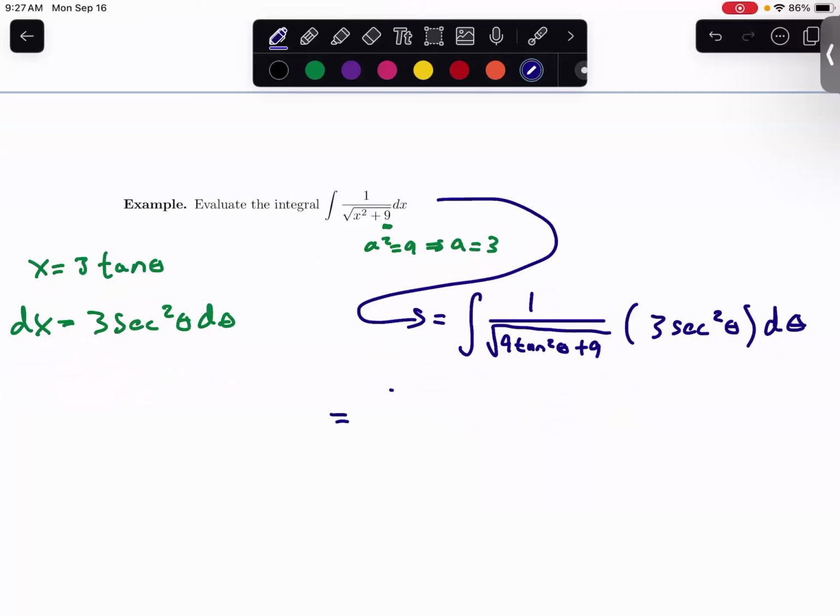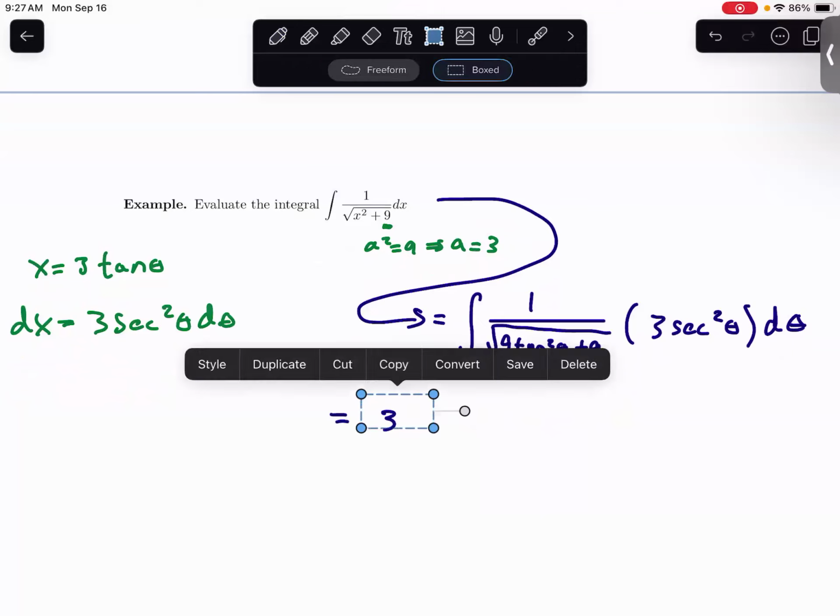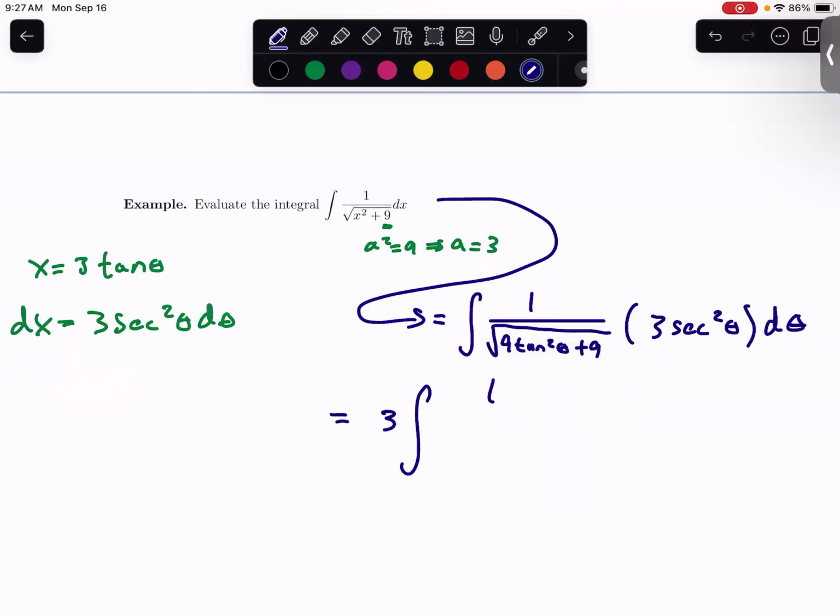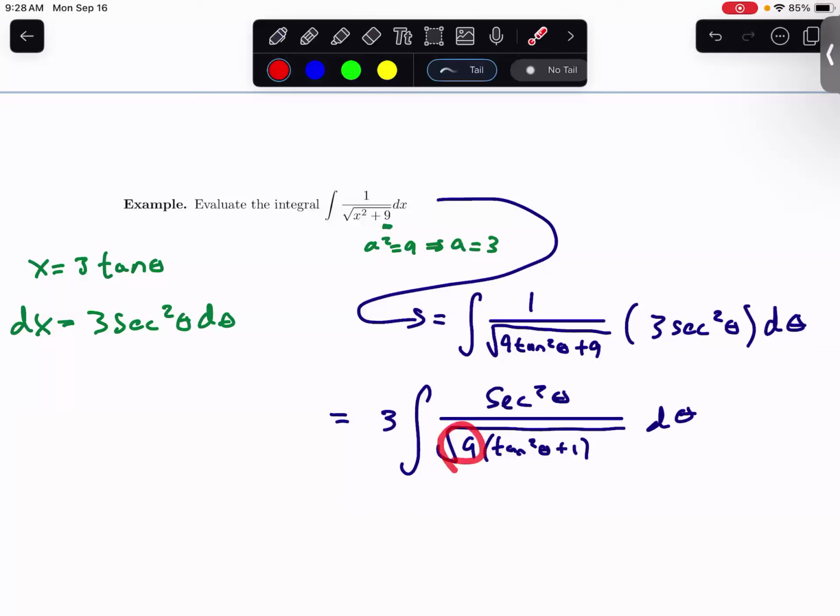Now it's just a matter of reducing things. So we have a 3. So you have 3 times the integral of 1 over the square root, and you can factor out a 9 in the denominator within the square root. So this is going to be 9 times tangent squared theta plus 1. And then in the numerator, I'll just write out the secant squared theta d theta. So what ends up happening here? We have a square root of 9 in the denominator, which you can pull out to make a 3. So we'll have a 3 over 3, which cancels out and just becomes a 1.